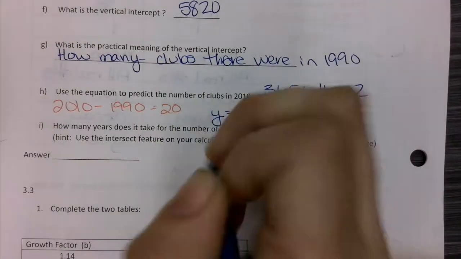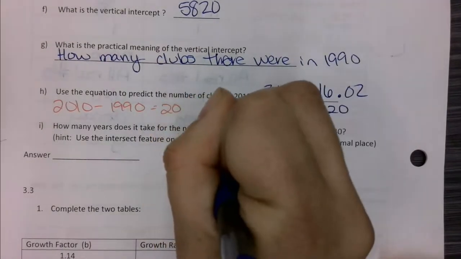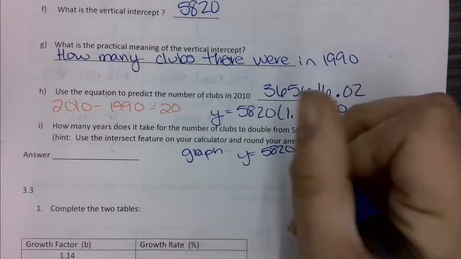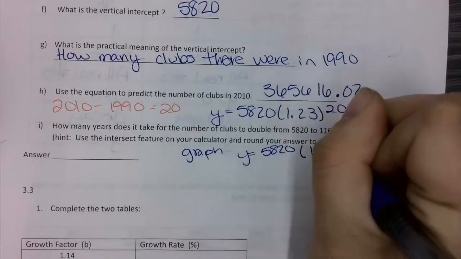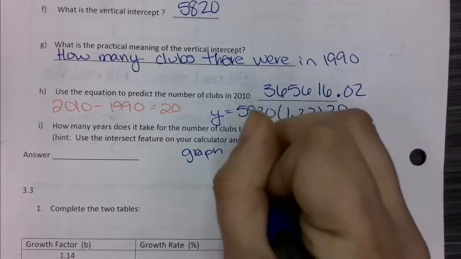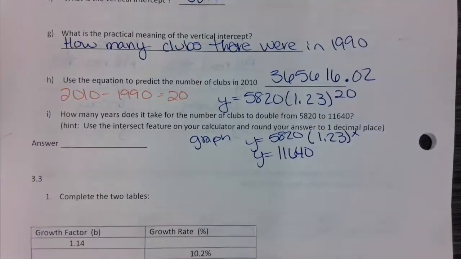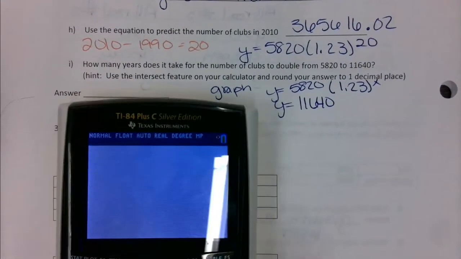Okay. It wants me to find how many years it takes to double. So what I'm going to do is I'm going to graph y equals 5,820 times 1.23 to the x, and y equals 11,640, and see where they cross. So I go to y equals.